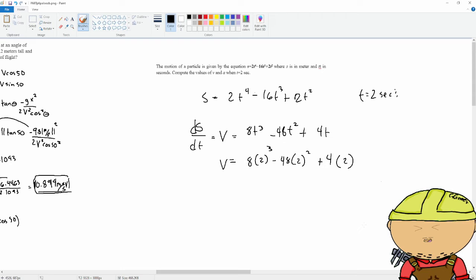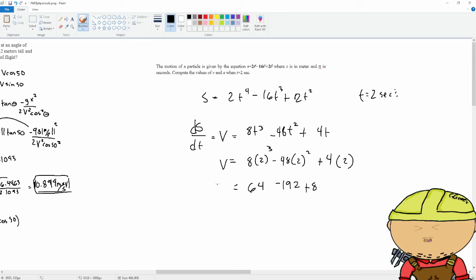Okay, 16t cube. I think that's correct, right? So 2 times 2 is 4 times 2 is 8. 8 times 8 is 64. Right? 2 times 2 is 4. 4 times 48, 32, 160, negative 192. Right? 4 times 2 is 8.